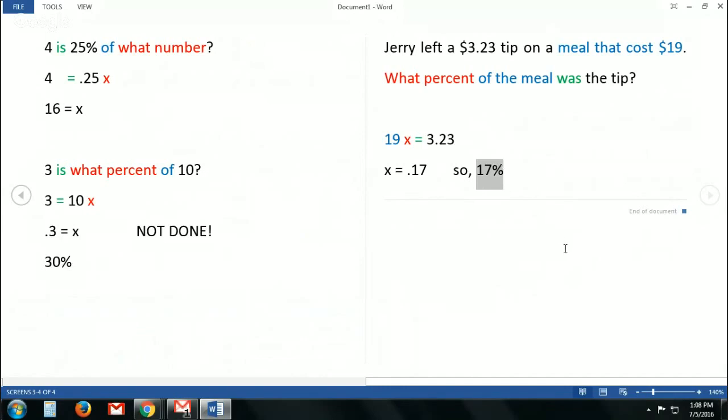What? That's our variable. Of, multiply, is or was, whatever your verb is, that's your equals.